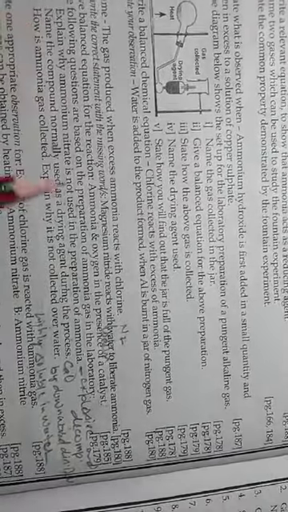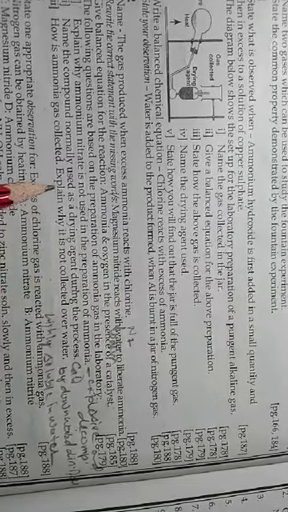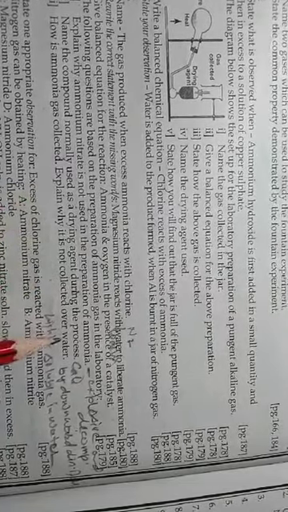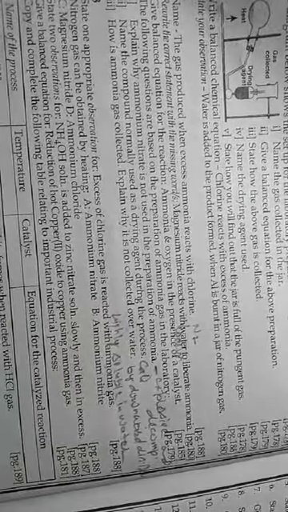Name the compound normally used as a drying agent, that is calcium oxide or quicklime. How is ammonia gas collected? By the downward displacement of air. Explain why it is not collected over water: because it is highly soluble in water.